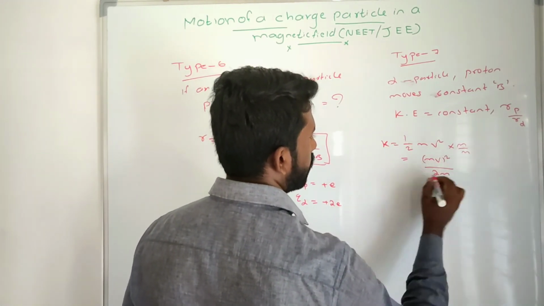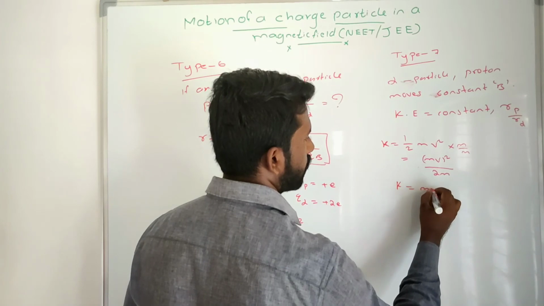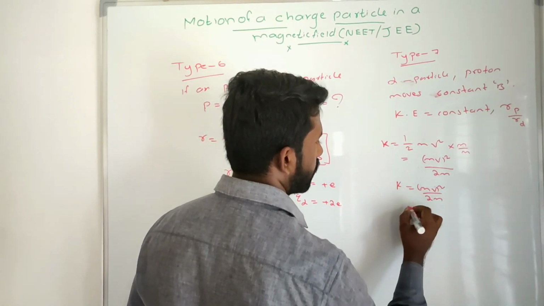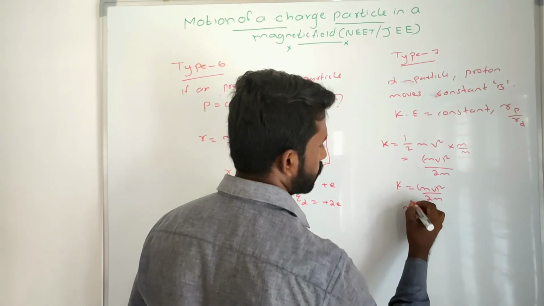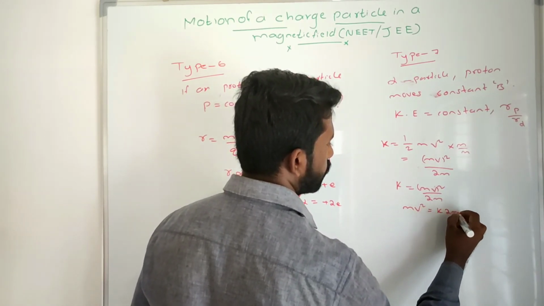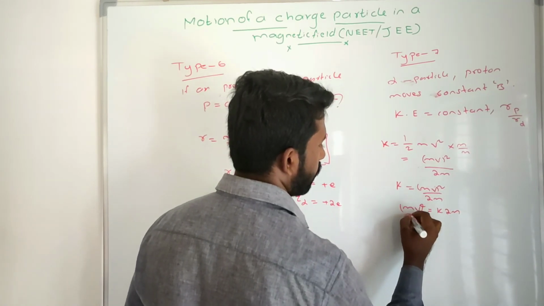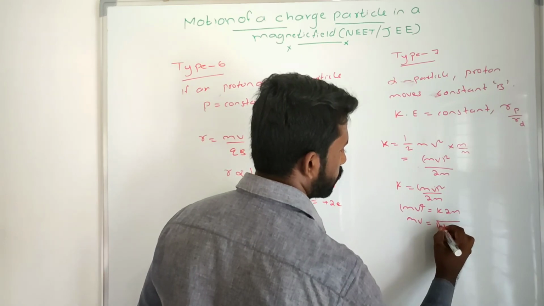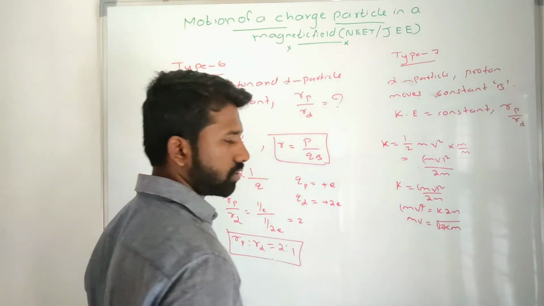Okay, so what is this? K is equal to (mv) all square divided by 2m. Sorry, (mv) all square. What is mv? I am going to find it here. So (mv) all square is equal to K into 2m. What about mv? mv is equal to the square root of 2Km.